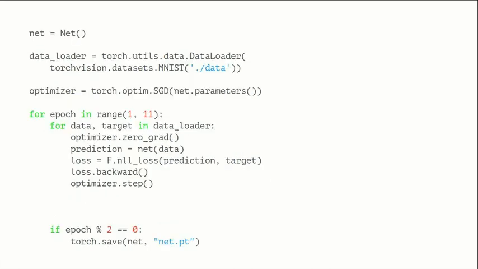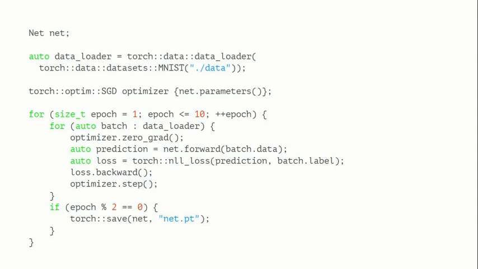This is how a training loop looks in Python, and this is how it looks in C++. So you can see that it's pretty much the same code. You just have to put up with some annoyances in the syntax of C++. But this works, even though it's in beta right now.